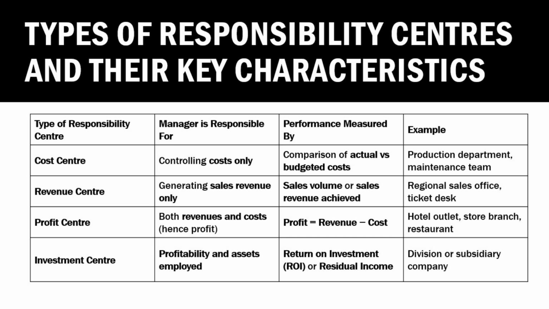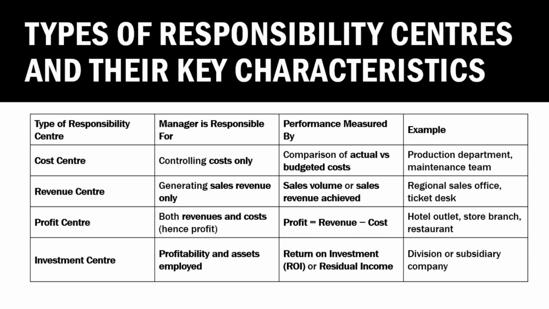Profit center. The manager is responsible for both revenue and costs, so basically profit. Performance is measured using profit, which is revenue minus cost. Example, a hotel outlet, a branch, a store. Investment center. The manager is responsible not only for profit, but also for the assets used to create that profit. Performance is measured using return on investment or residual income. Example, a division or subsidiary company.